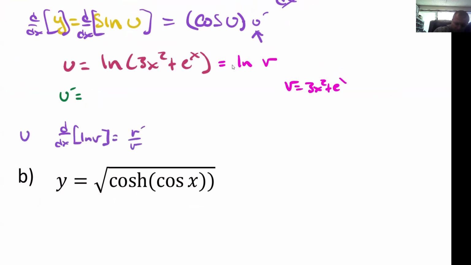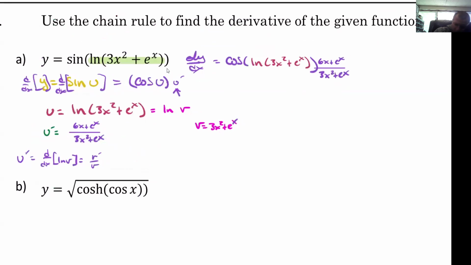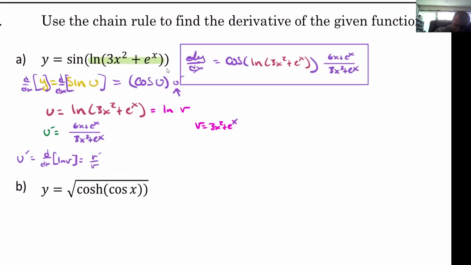So that means that u prime is going to equal whatever the derivative of v is, which is 6x plus e to the x, over whatever the original function was, which is 3x squared plus e to the x. There's our u prime. There's what I'm going to multiply my cosine by. So here's my derivative. I've got to do better board work on the next one.